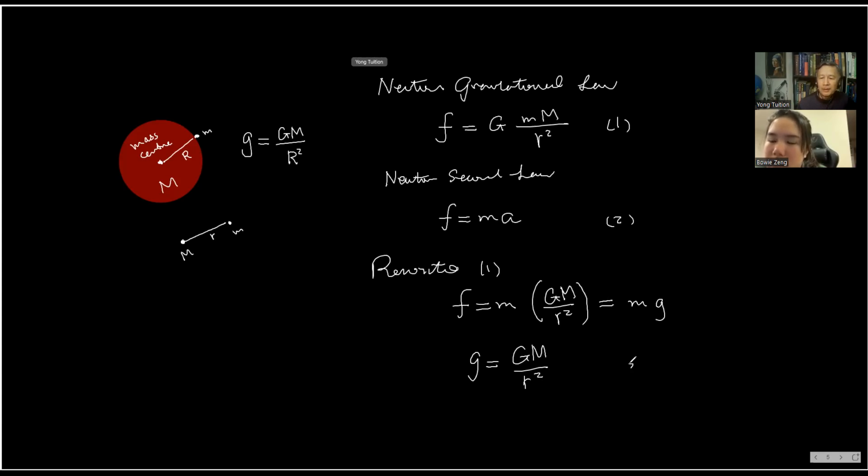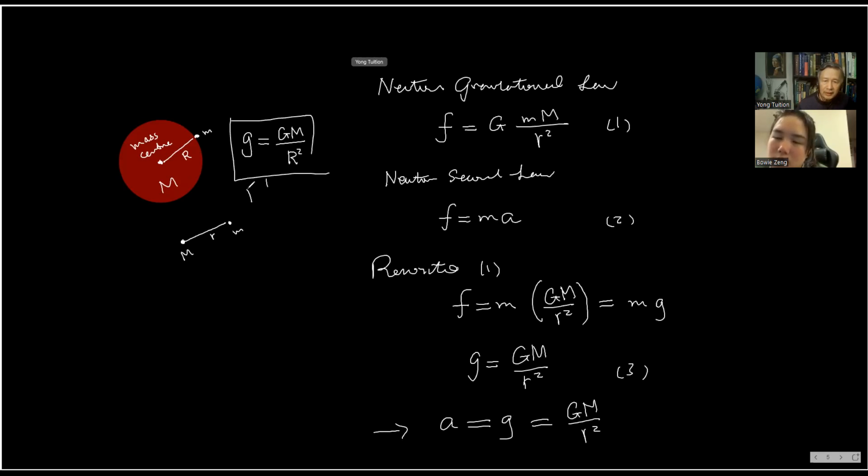If you compare these two equations, you know that the acceleration in this case is equal to g, equal to GM divided by r squared. Be careful: this formula is true near the surface. If you use the radius of the planet, that's near the surface.